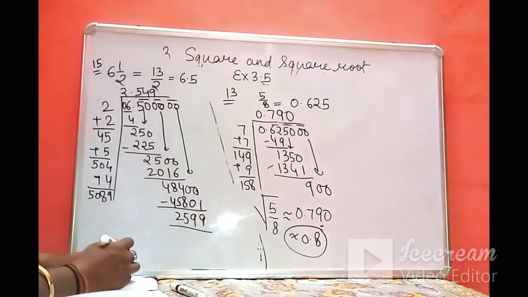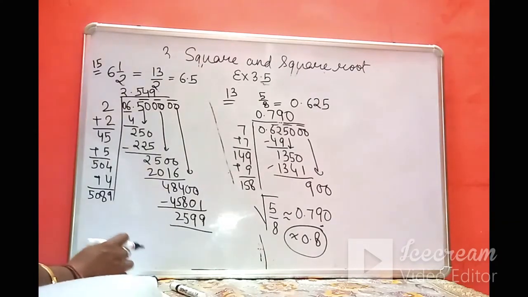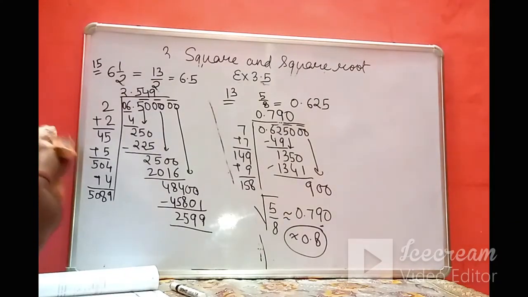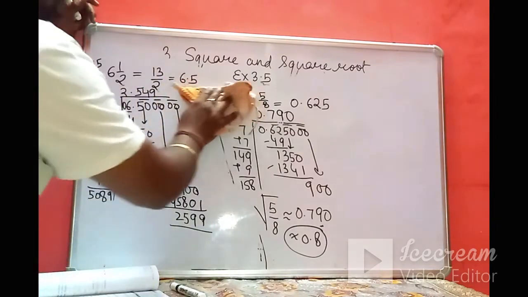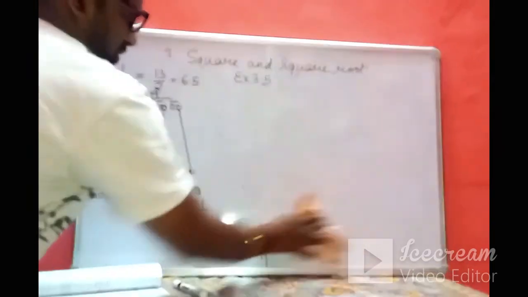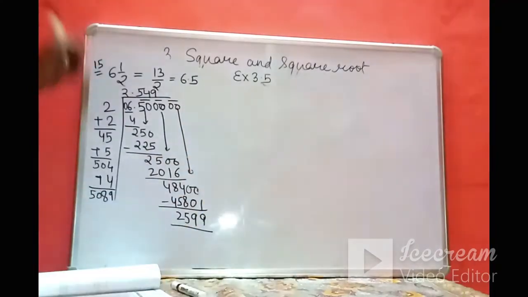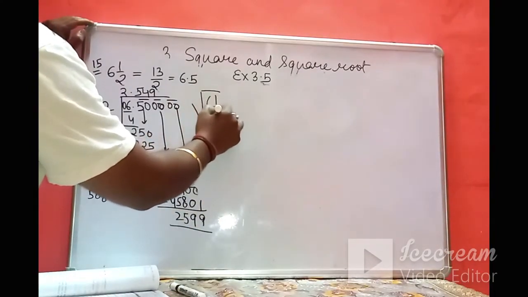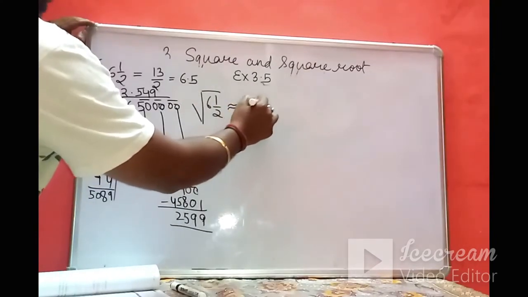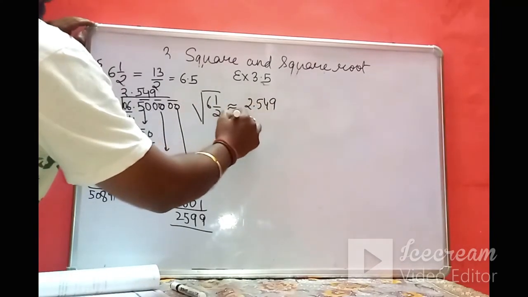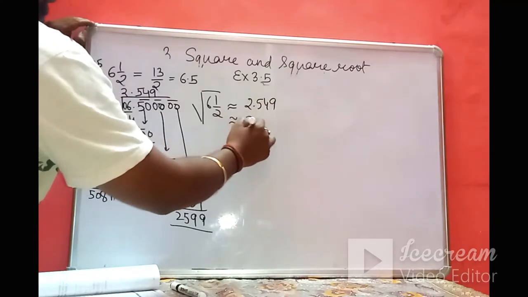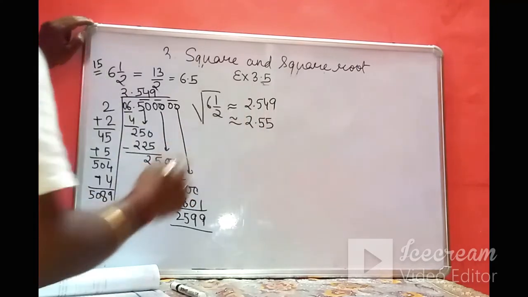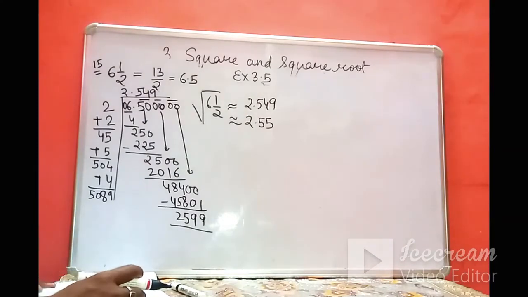Okay. So what I can say here, I can write square root of 6.5 is approximately 2.549, and after rounding off here you will get 2.55. Getting?